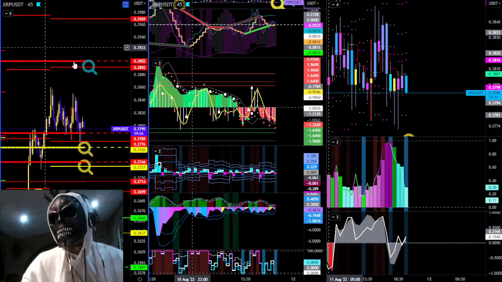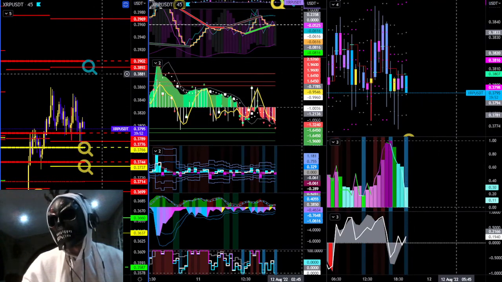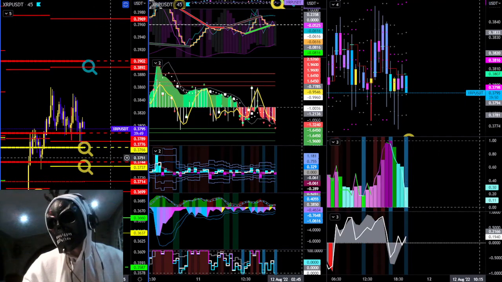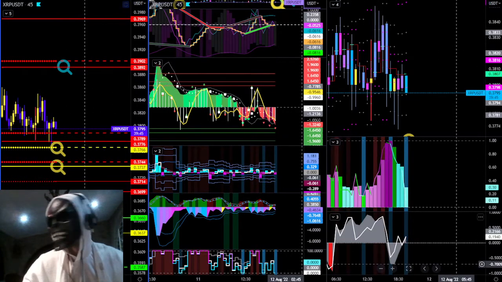I'm not too confident on this level up here, but this is crypto. As I say, we can wick in and push for that, and then for daily close we can push back down to our daily close and see what happens from there. So there's quite a bit of range to be had.